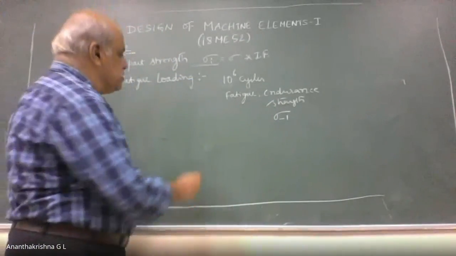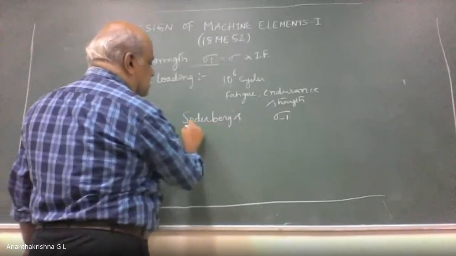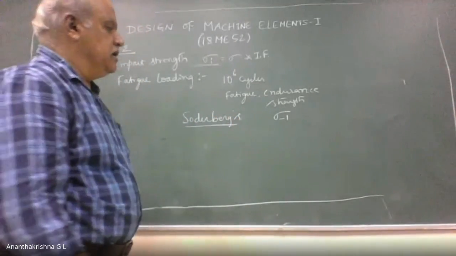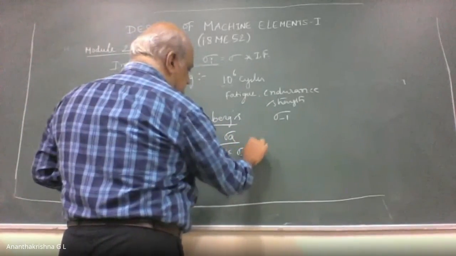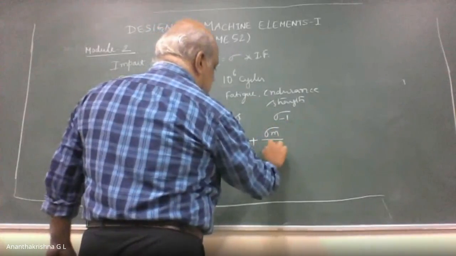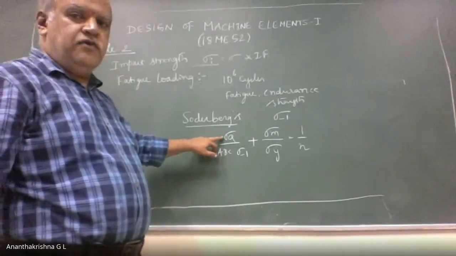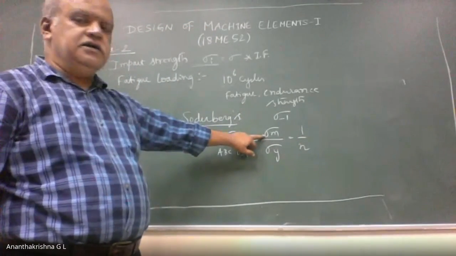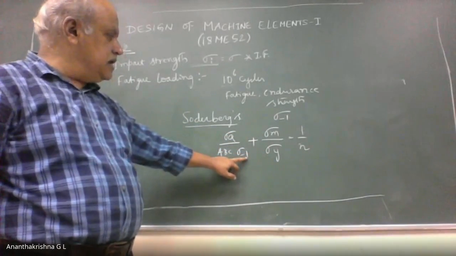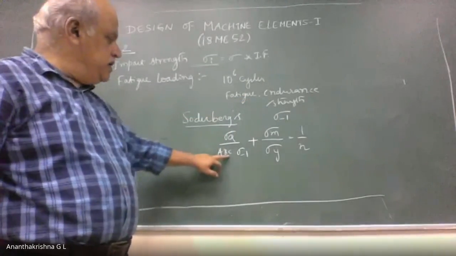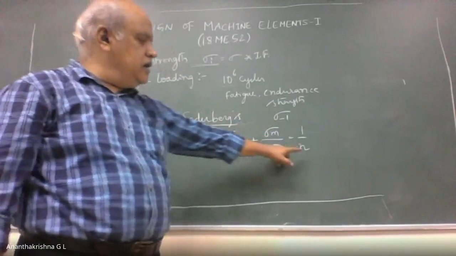Here there is a governing equation given by Soderberg's equation. It is given by sigma A by (A B C into sigma minus 1) plus sigma M by sigma Y equals 1 by N. Where sigma A stands for stress amplitude, sigma M for mean stress, sigma Y for yield stress, and sigma minus 1 for endurance strength. A, B, C are the size factor, loading factor, and surface finish factor, and N is the factor of safety.